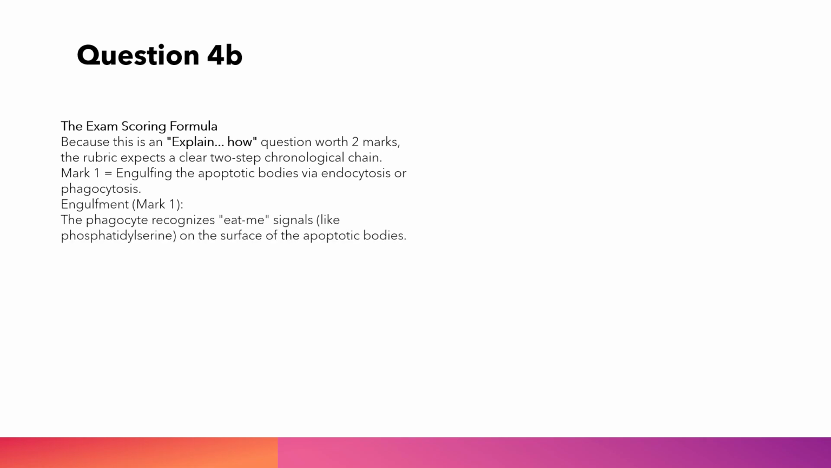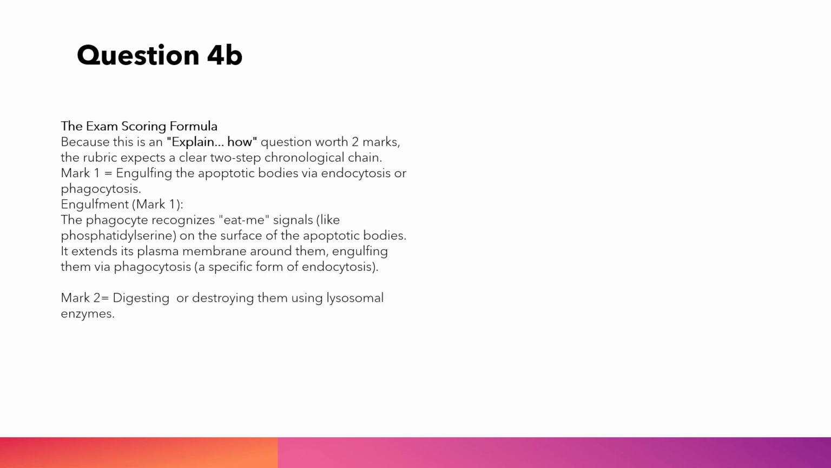The exam scoring formula: because this is an explain how question worth 2 marks, the rubric expects a clear 2-step chronological chain. Mark 1 equals engulfing the apoptotic bodies via endocytosis or phagocytosis. Engulfment, Mark 1: the phagocyte recognizes eat-me signals, like phosphatidylserine, on the surface of the apoptotic bodies. It extends its plasma membrane around them, engulfing them via phagocytosis, a specific form of endocytosis.